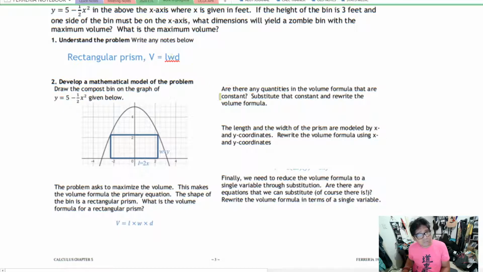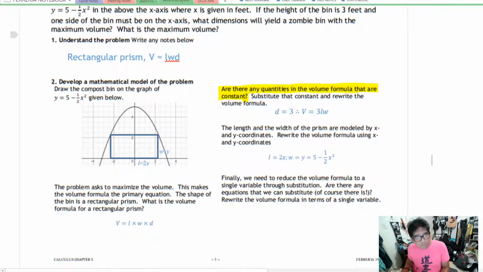This is always a good thing to ask pretty quickly. As soon as you get your basic primary equation, you want to ask yourself if there are any constants in that equation. And then you want to rewrite your primary equation, substituting all those constants in. Constants, though; if it's a variable, you've got to keep it as a variable. So the depth is always going to be 3. So actually the volume formula is just 3 times the length times the width. Now we already spoke about the length and the width, how the length is 2x and the width is just the y-coordinate.